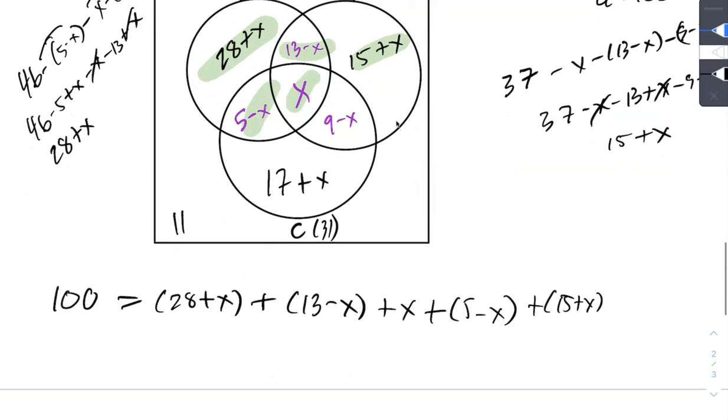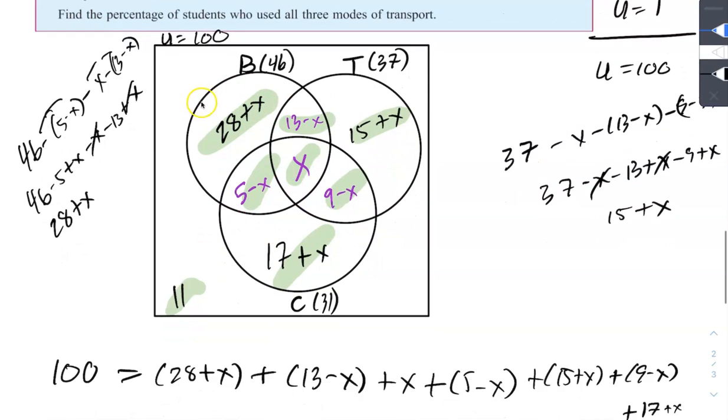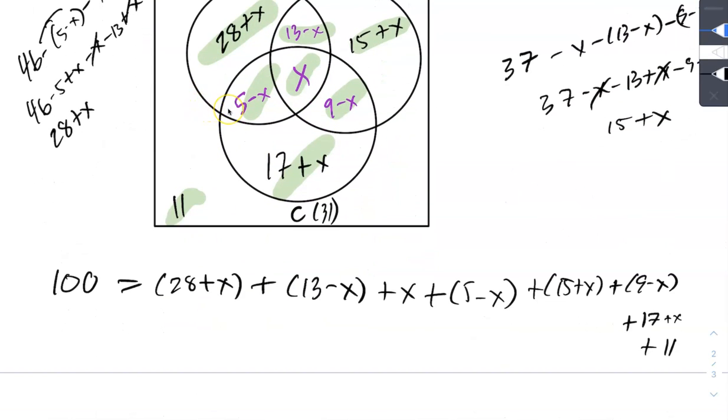Almost done. Two more left. Plus 9 minus x plus 17 plus x plus 11. Can't forget the outside. Right, so that's everything in the Venn diagram. Add it all together to equal 100. So then we just gotta solve it.